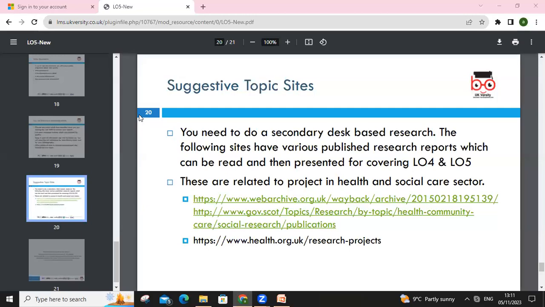Okay, some suggested websites which can be used for our learning outcomes 4 and 5. So what you can do is click here; the link will take you to various government websites where we can look around at the social care projects.